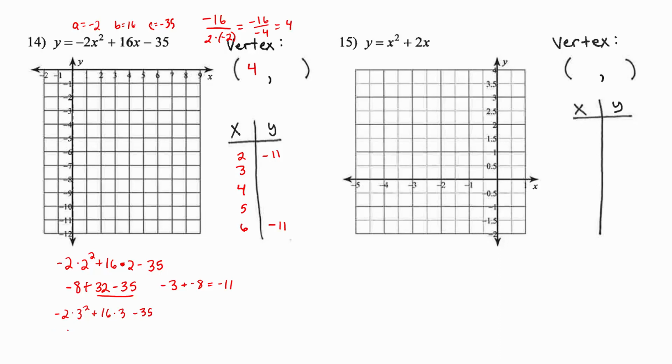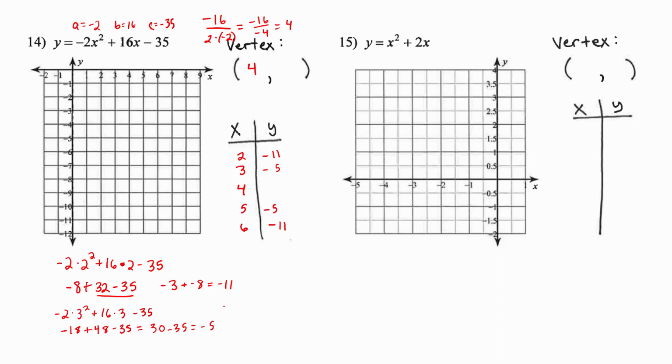So 9 times negative 2 is negative 18. This is where if we did it the other way and got 6 and then squared it, we would be wrong. So let's not do that. 16 times 3 is 48. Negative 18 plus 48 is 30, and 30 minus 35 is negative 5.